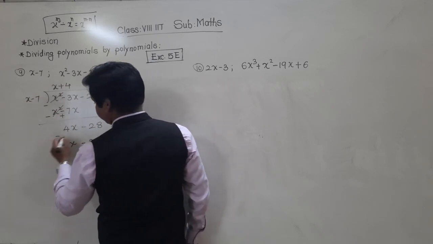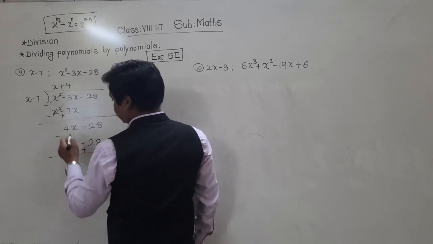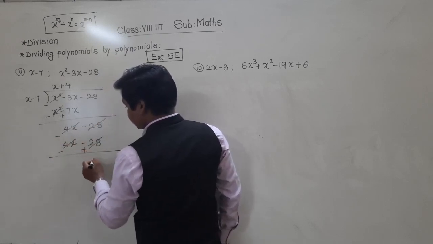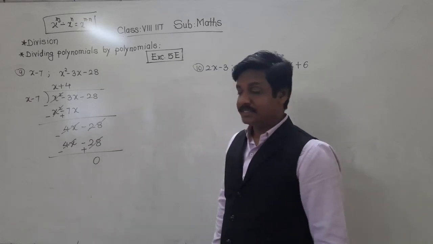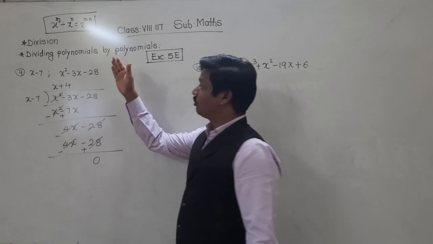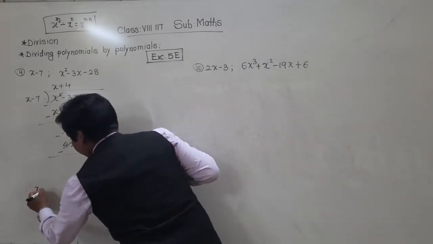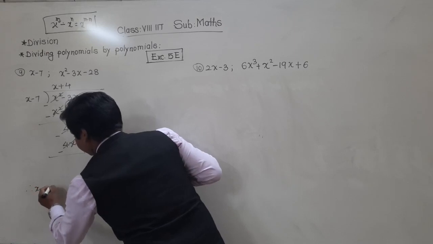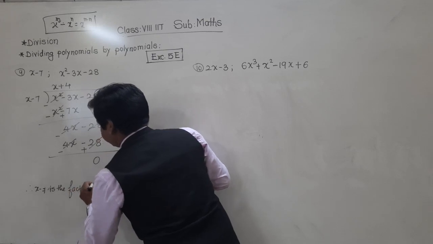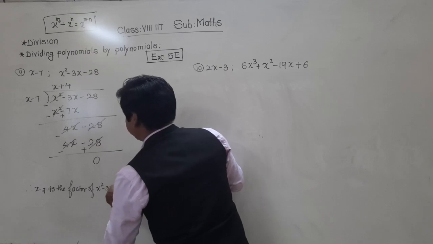Subtract this from above. So due to the subtraction sign, this will become minus, this will become plus. 4x minus 4x cut, minus 28 plus 28 gets cut. Remainder is 0. That means, you know, x minus 7 is a factor of x square minus 3x minus 28. So x minus 7 is the factor of x square minus 3x minus 28.